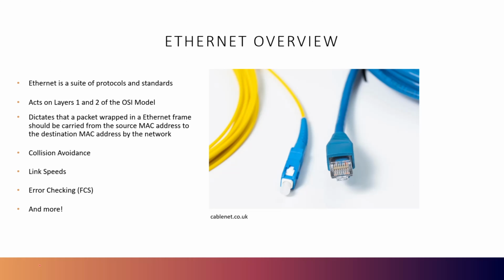And in short, Ethernet dictates that a packet should be handled at Layer 2 such that network devices forward the packet from the packet's source MAC address to the packet's destination MAC address. Ethernet does more than simply providing direction, also prescribing how packets should avoid colliding with each other on the network, standardizing link speeds at Layer 2, and providing error checking to validate the integrity of a packet.